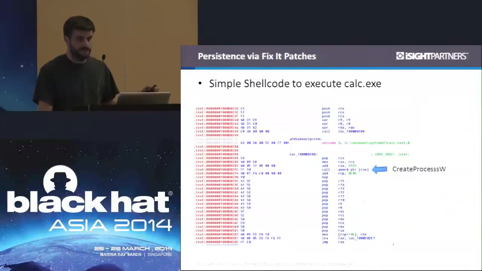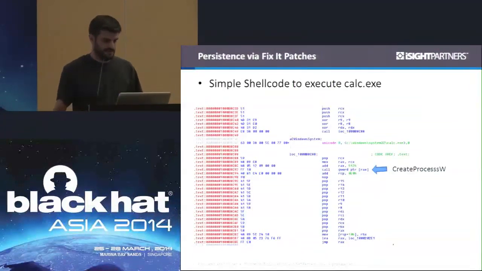this is my shellcode. I don't write shellcode for a living, so don't laugh at it. Basically, I save all the registers, I call CreateProcess, restore the registers, and jump back to main.